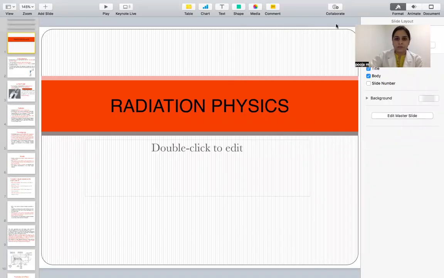Good afternoon. Today I'll be talking about radiation physics. Radiation physics is the study of the production of X-rays and how your X-ray machine works.